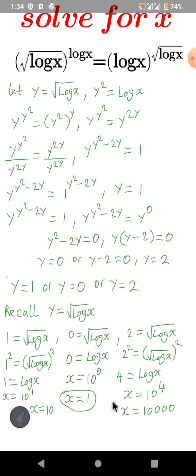So this is my solution for this equation. x is equal to 10, or x is equal to 10,000.